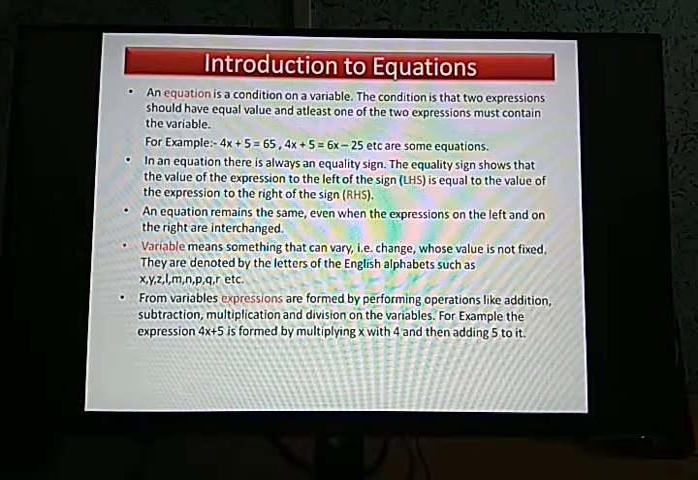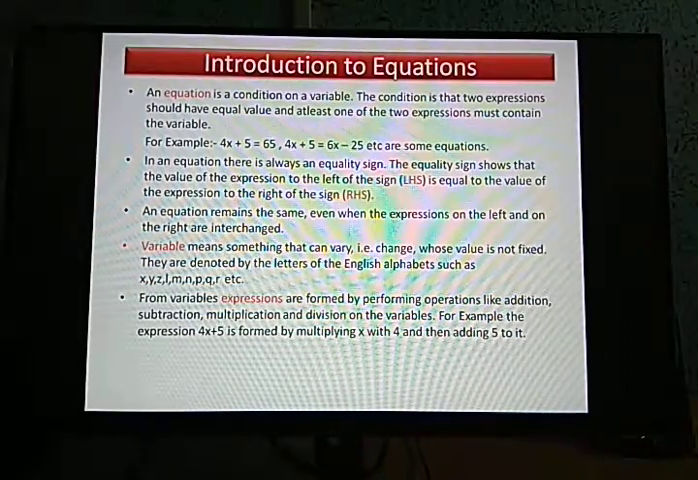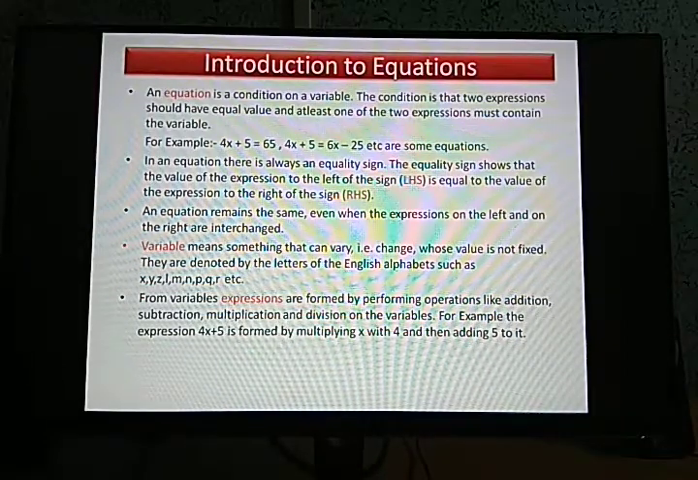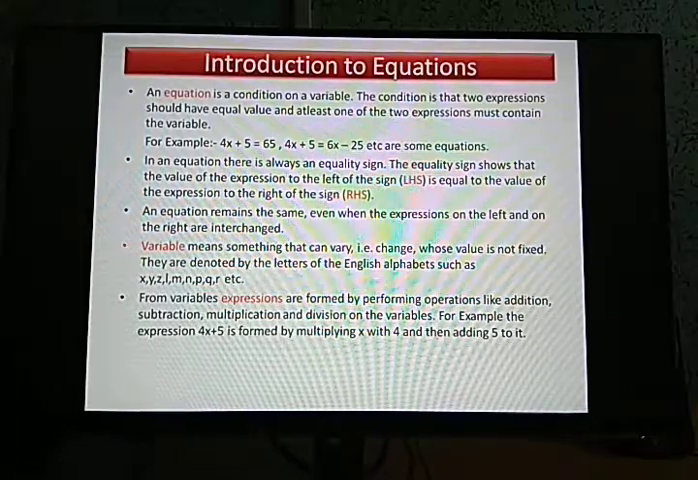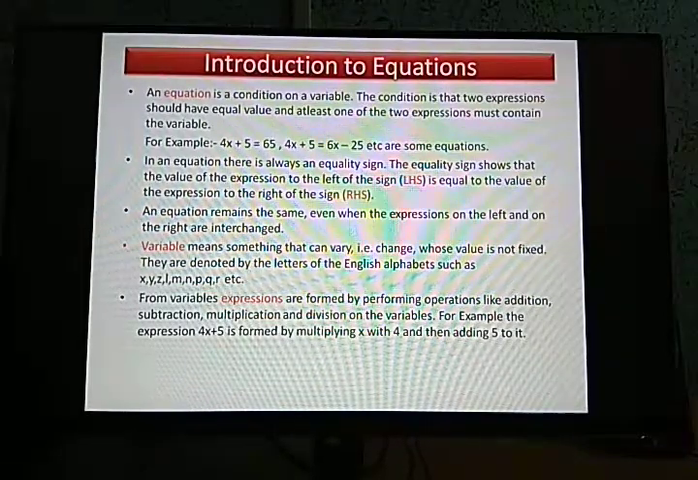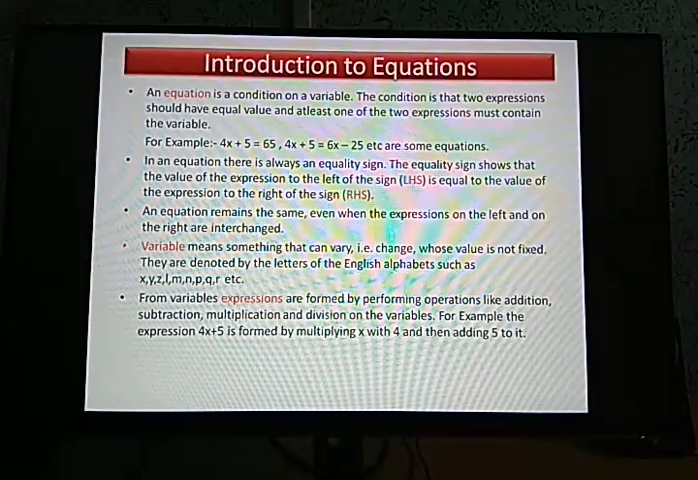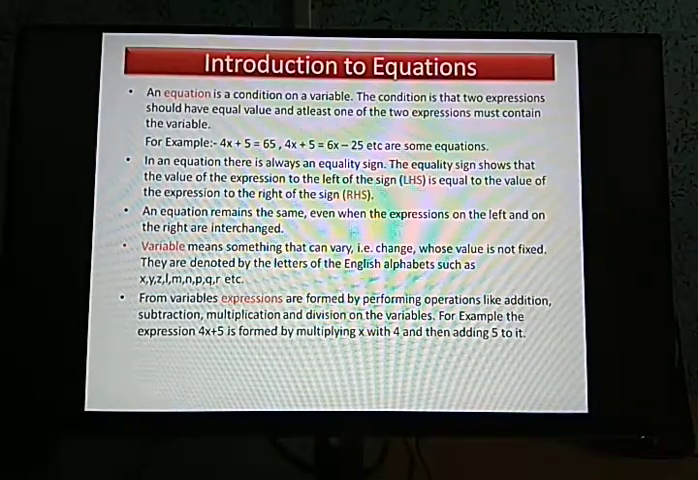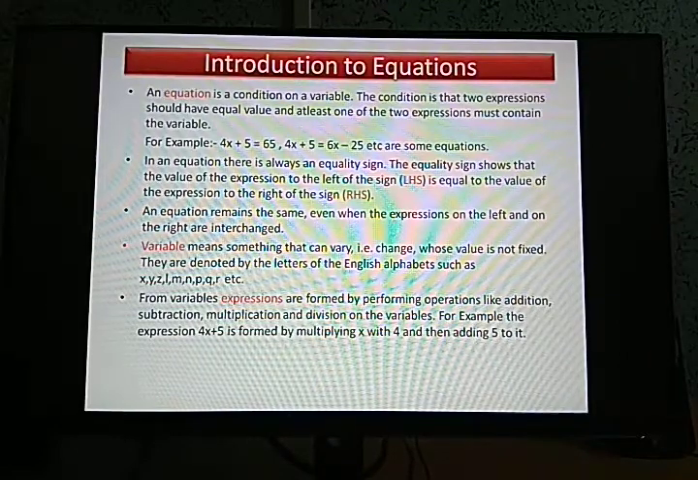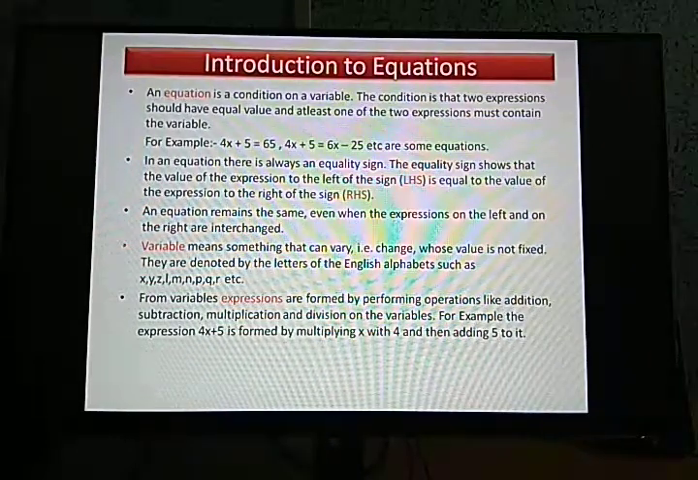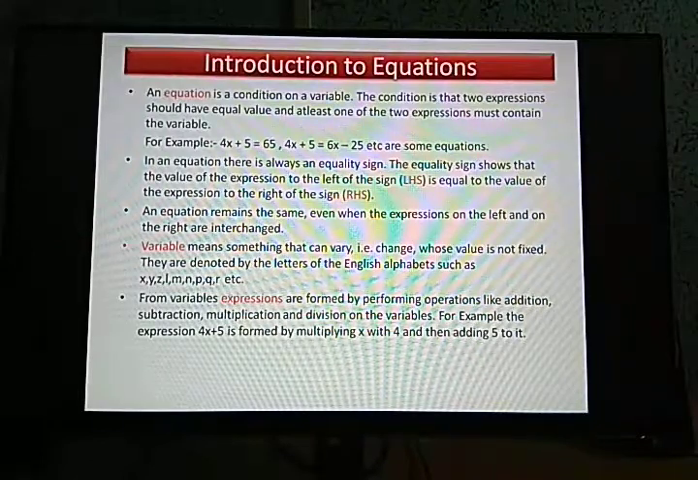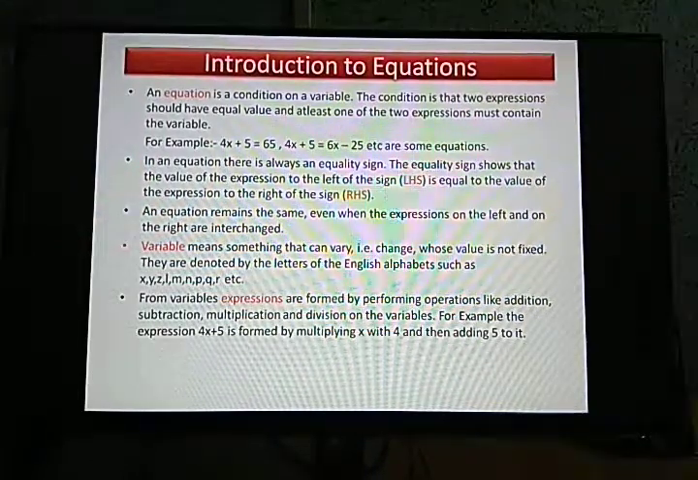Now expressions can further be broken down into what are called terms. So in the expression 4x plus 5, although I have not written it here, 4x is a term and 5 is a term. So there are 2 terms involved here. So this thing you will learn in higher classes. In the case of algebraic expressions, there you will be learning about terms and all these things. So I'll not be discussing this here in this video.